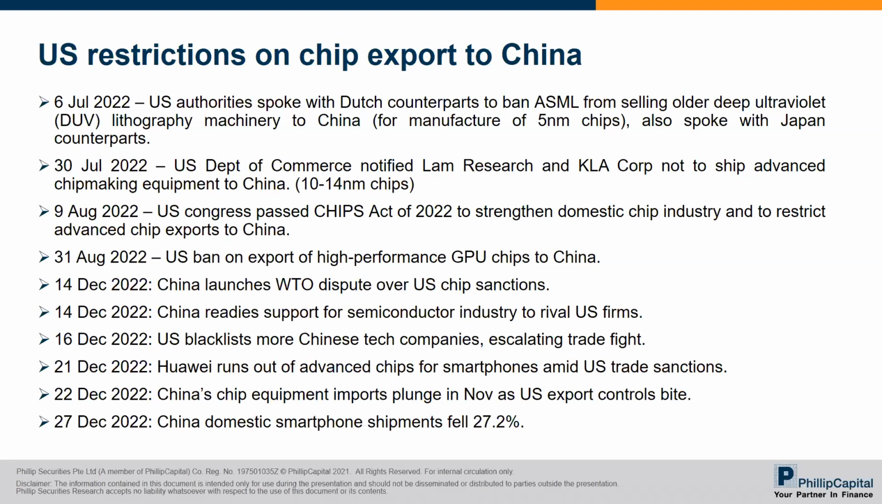Due to all these measures and restrictions by the US, the Chinese industries are starting to feel the impact already. In December 2022, Huawei announced that they ran out of advanced chips for their smartphones. And then Chinese equipment imports also plunged in November, and their domestic smartphone shipments also fell in December.